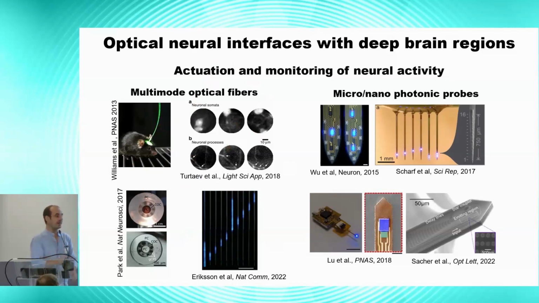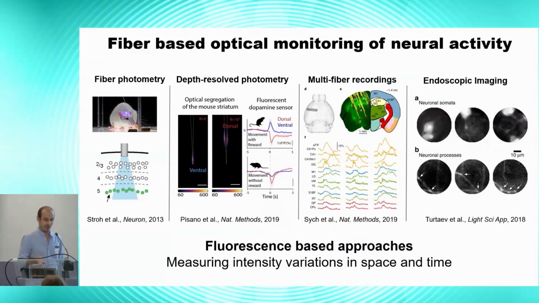What is interesting is that these allow you to go much deeper than what you could reach, for example, with a 2-photon or 3-photon microscope, where you're limited to maybe 1.5 millimeters if you're very good. Here you can go down to 3 or 4 millimeters. So there are a lot of developments in fiber-based neural interfaces.